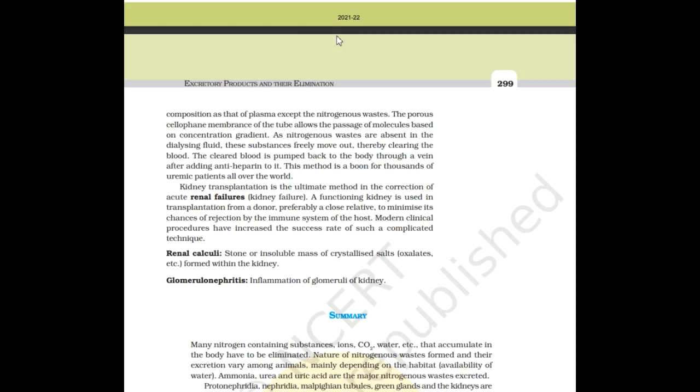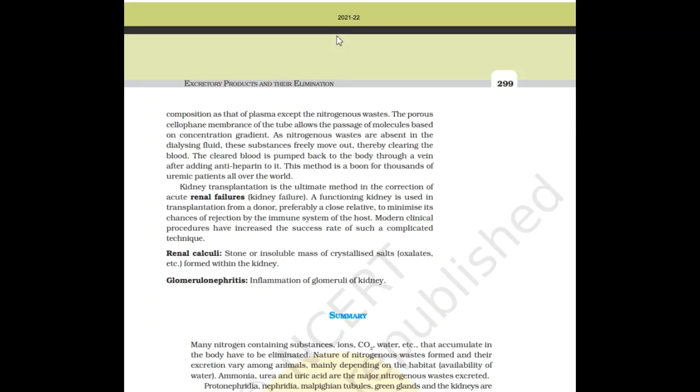Kidney transplantation is the ultimate method in the correction of acute renal failure, kidney failure. A functioning kidney is used in transplantation from a donor, preferably a close relative, to minimize the chances of rejection by the immune system of the host. Modern clinical procedures have increased the success rate of such a complicated technique.